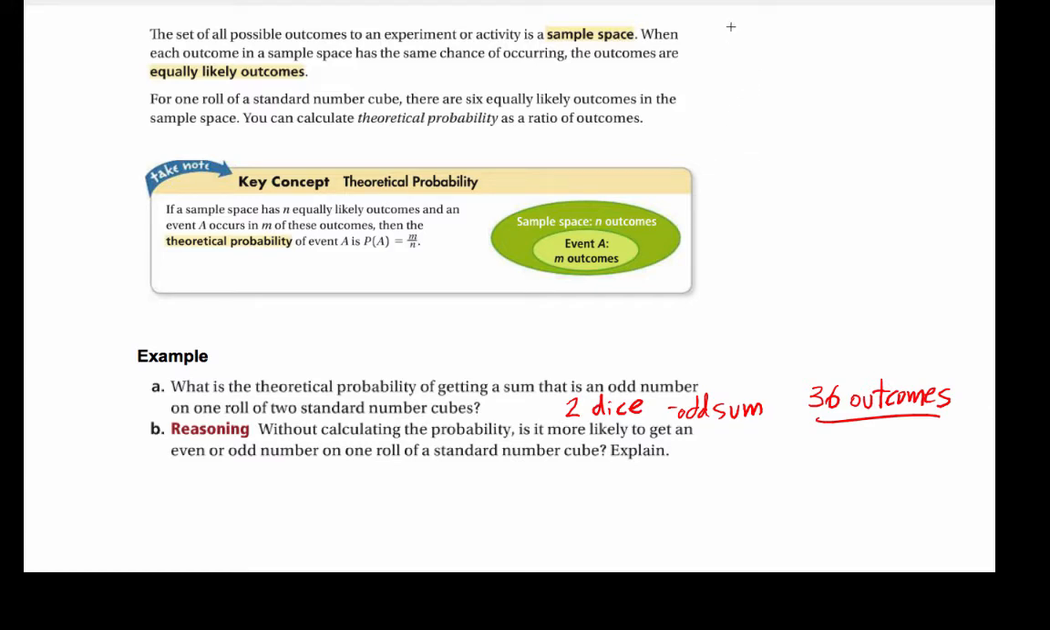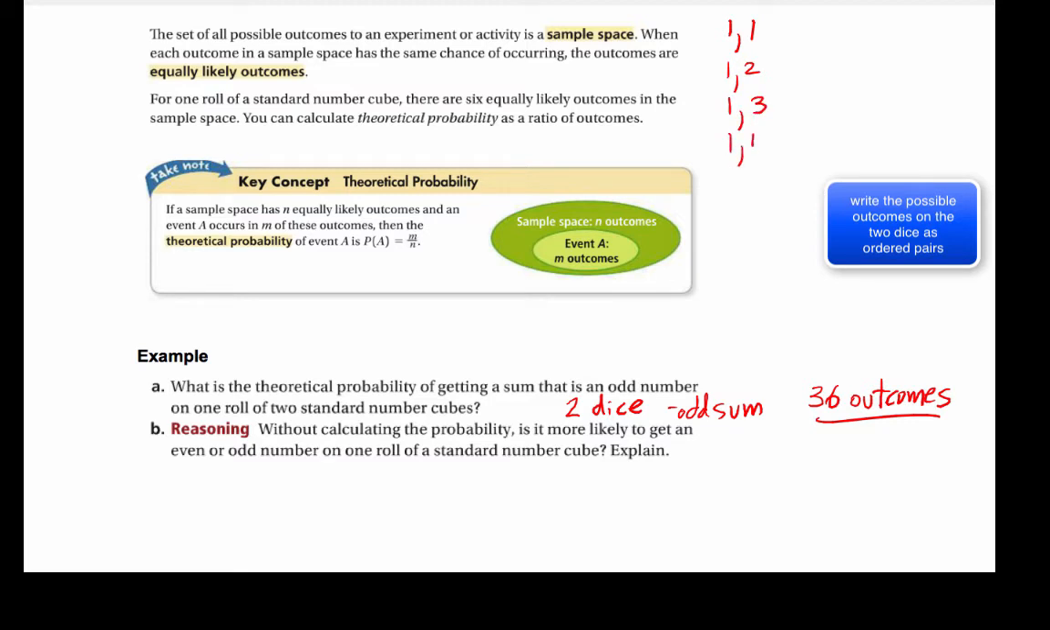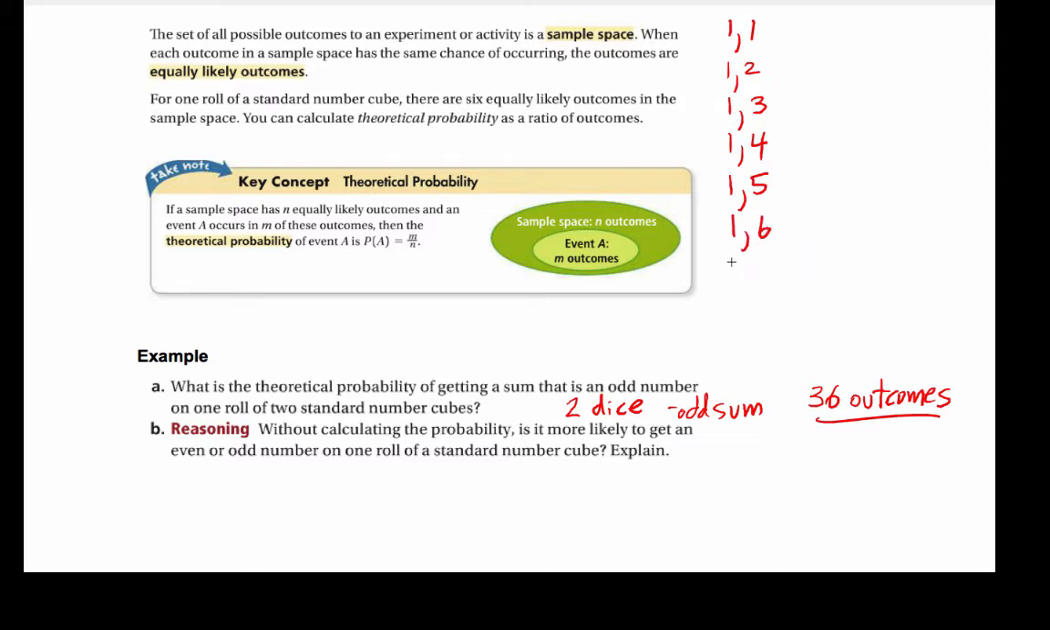Here's how we could write this out. This might be something worth writing down somewhere, because many of the problems that we do a lot of the time will involve rolling 2 dice. We could get a 1 on the first and a 1 on the second. We could get a 1 on the first and a 2 on the second. 1 on the first, 3 on the second. 1 on the first, 4 on the second. 1 on the first, 5 on the second. 1 and 6. 2 and 1. 2 and 2. And so on and so on. You could have a 2 on the first one and all those possibilities. You could have a 3 on the first one and all those possibilities.